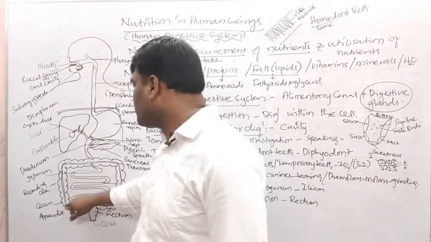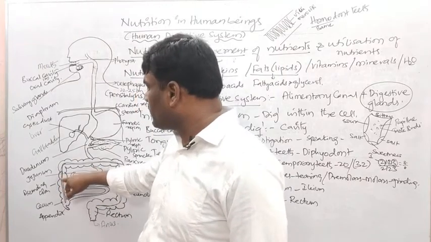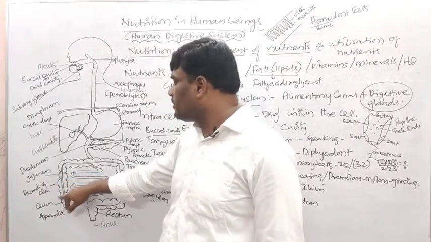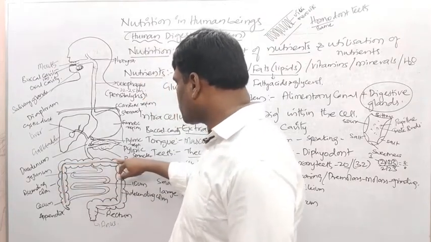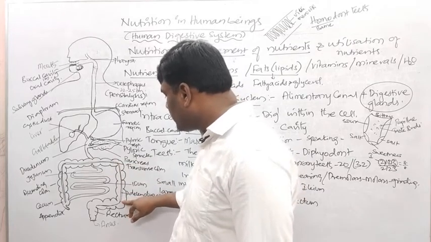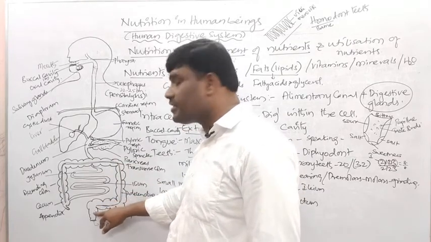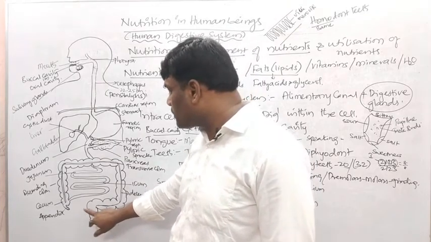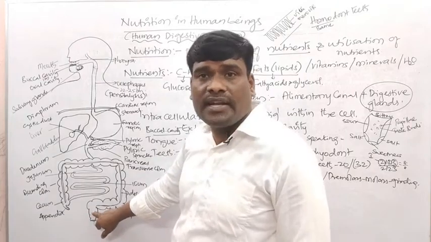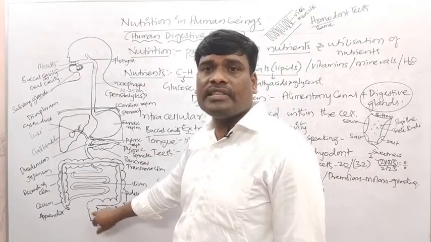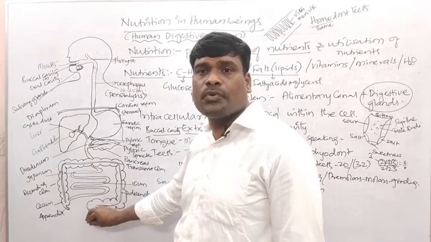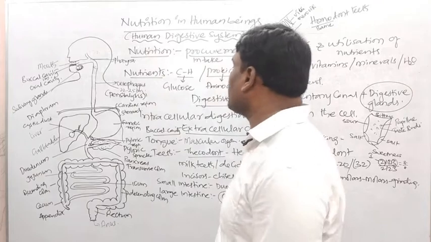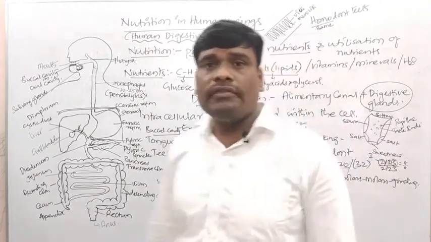The next part of the large intestine is the colon. The colon has the ascending colon, transverse colon and descending colon, children, and the descending colon opens into a sac-like structure called the rectum. Undigested food materials are temporarily stored here, and when the sac gets filled, it is expelled outside through the anus. So this is about the alimentary canal. That's all for today, children.